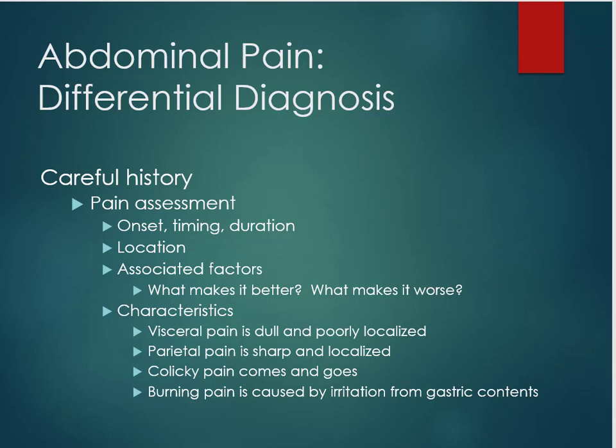When you're working up your differential diagnosis, we know it's very important to do a careful history. You want to do a pain assessment to include onset, timing, and duration. You always want to know the location of the pain, any associated factors, what might make it worse, what might make it better, and some characteristics of the pain. Just as a review, visceral pain can be dull and poorly localized, parietal pain is sharp and localized, colicky pain may come and go, and burning pain is caused by irritation from gastric content.